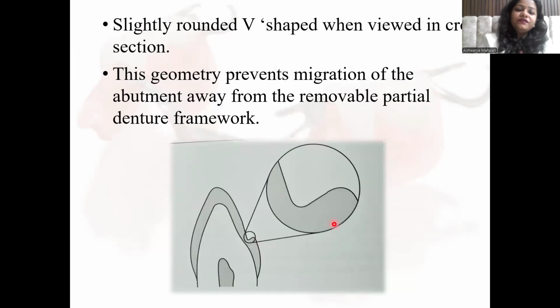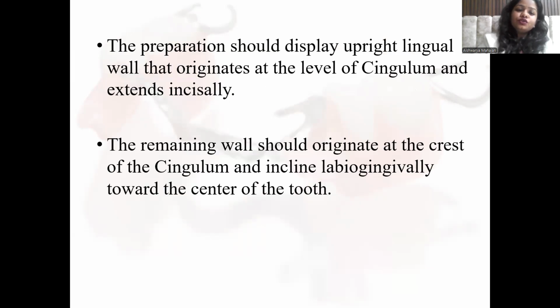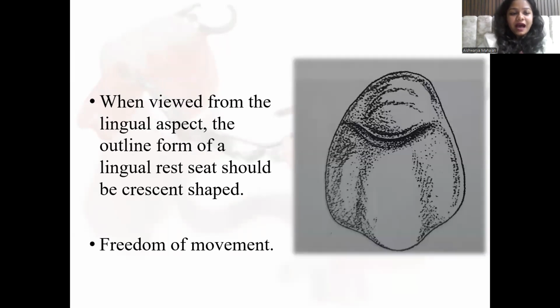A slightly rounded V shape when viewed in cross section is the shape of the cingulum rest. This geometry prevents migration of the abutment away from the removable partial denture framework. The preparation should display upright lingual walls that originate at the level of the cingulum and extend incisally. The remaining walls should originate at the crest of the cingulum and incline bucco-gingivally towards the center of the tooth. When viewed from the lingual aspect, the outline of the lingual rest should be crescent shaped. This provides a freedom of movement in the mesiodistal direction.